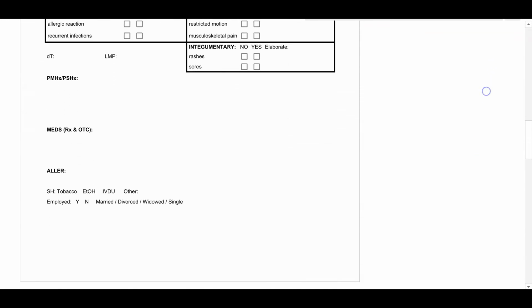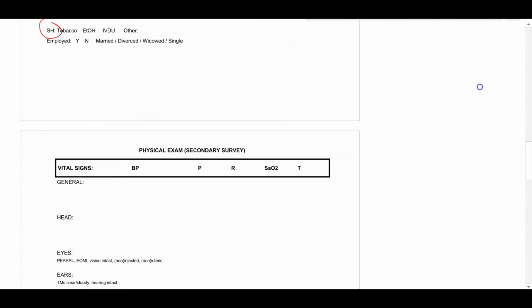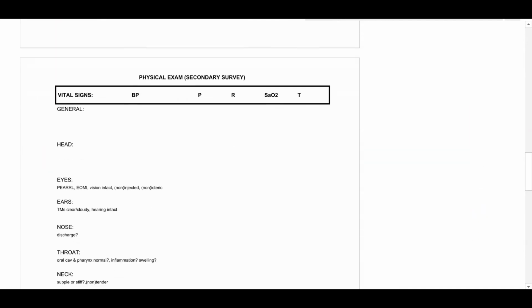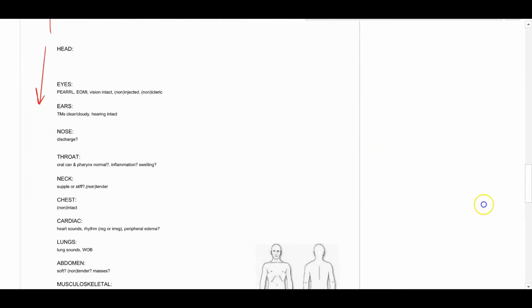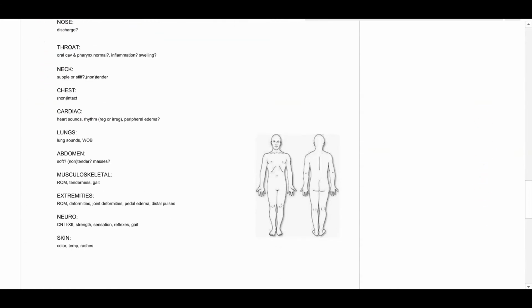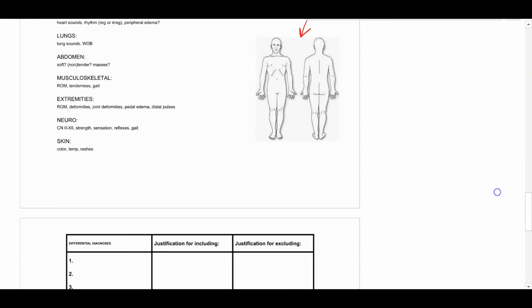Okay, then we have a section here for past medical and past surgical history, medications and allergies, as well as social history. Here we have a section for vital signs, and now we're into the physical exam. In general, what does the patient look like? Then we do a head-to-toe survey, hands-on, checking out the patient, and we can mark on this blank diagram any anomalies that we find.